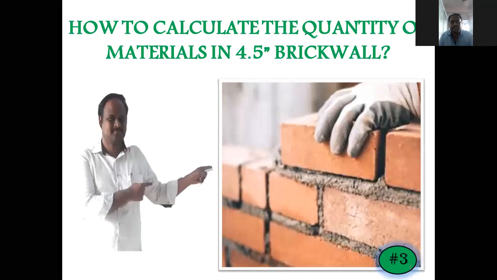First of all, we need to know the materials. What are the materials involved in a brick wall? If it is a brick wall, then we are going to use only bricks, then cement mortar. For cement mortar, we need cement and sand, and water will be required to manufacture the cement mortar.